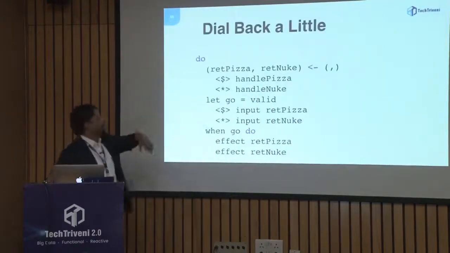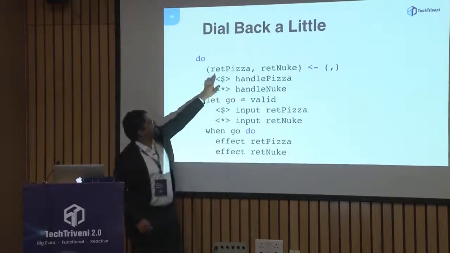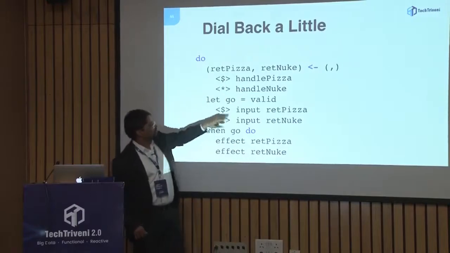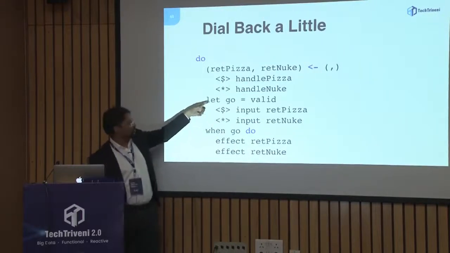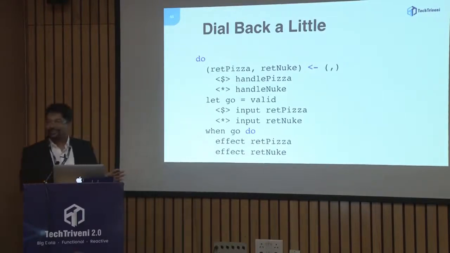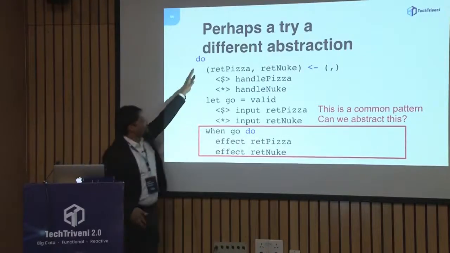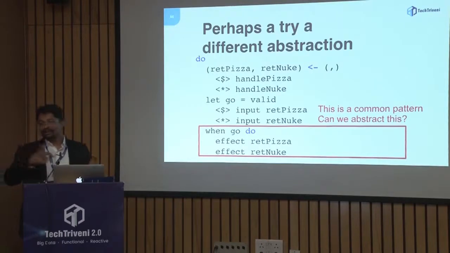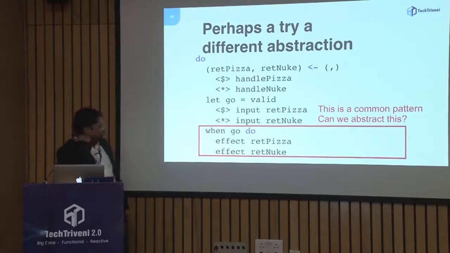So we dial back. We basically say that we first get the effects and get the return values using applicative notation. Then we check the validity using, again, applicative notation. This also works. And then we do the effects. I hate this code. Because we have so much code for composing two things together. Imagine if we had 10 things, right? Again, the same problem.